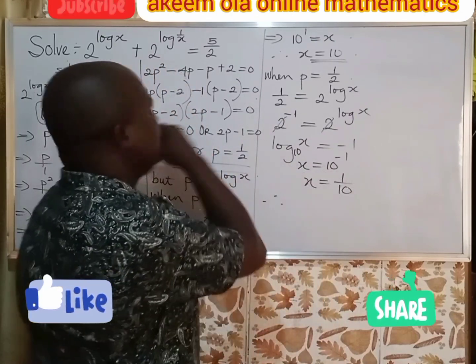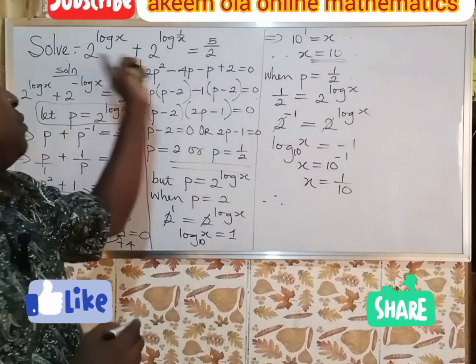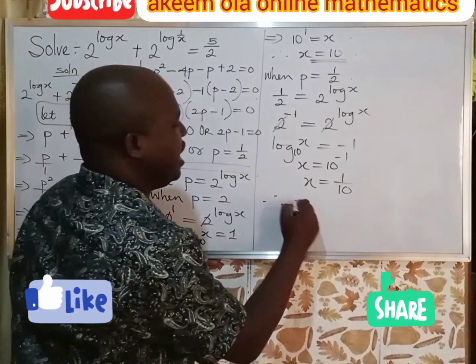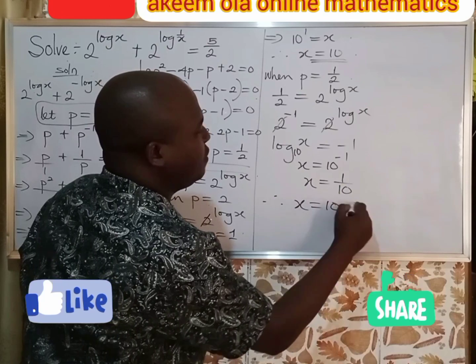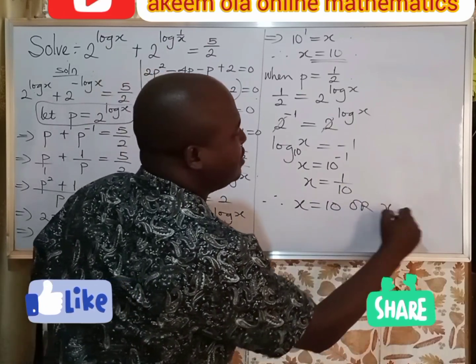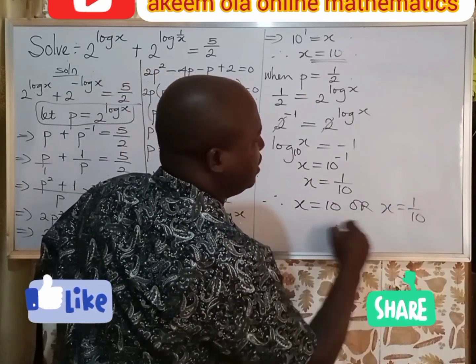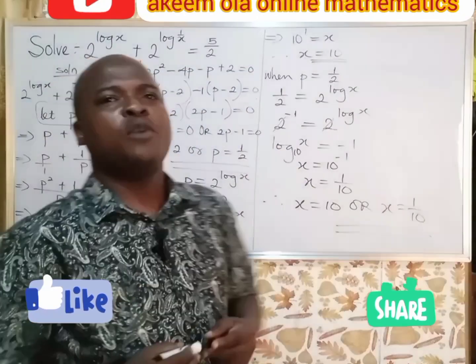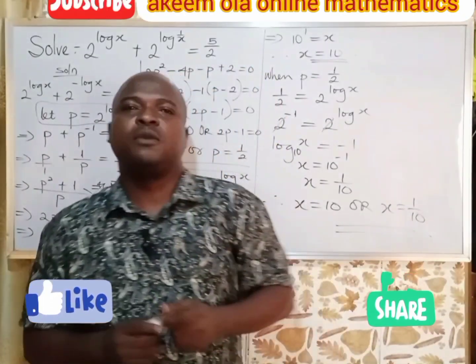So therefore, the values of x from this particular question are x is equal to 10 or x is equal to 1 all over 10. We are going to stop here for now. I will take it on from here next time.